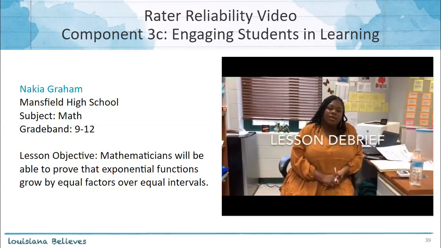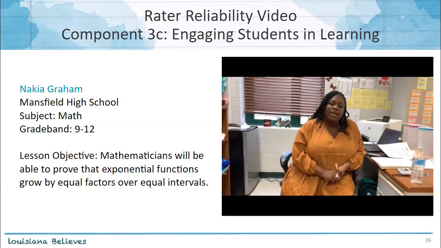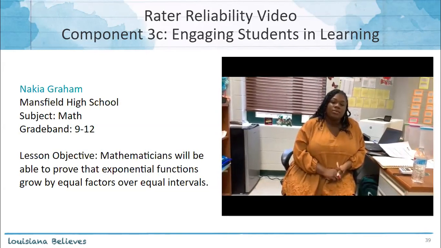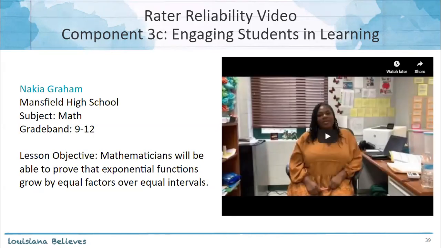I was able to meet my lesson's objectives. I had a 95% proficiency rate on my exit tickets. After this lesson, my students will continue to look at exponential graphs and tables, and then start creating exponential functions.